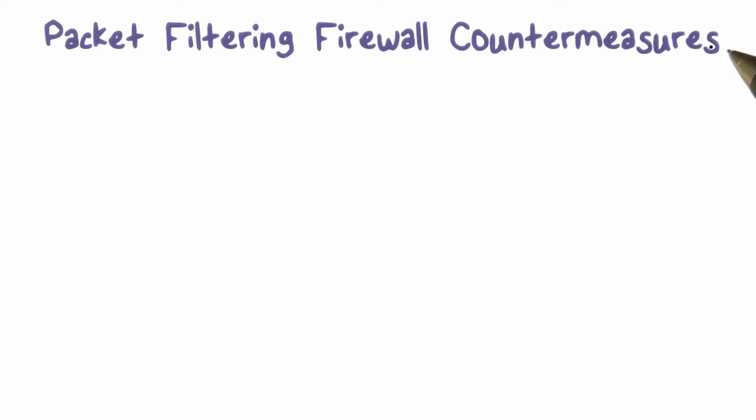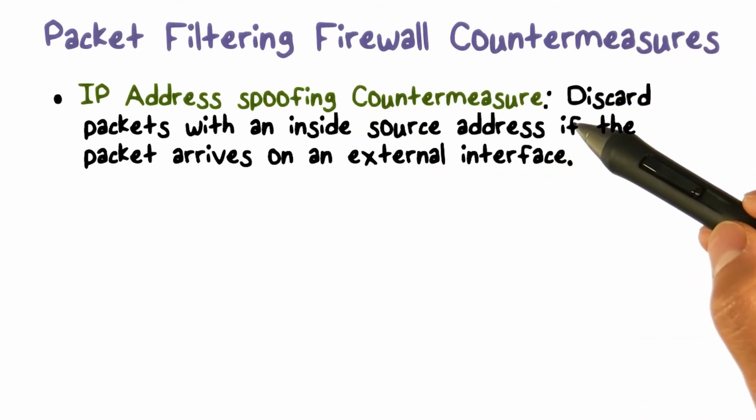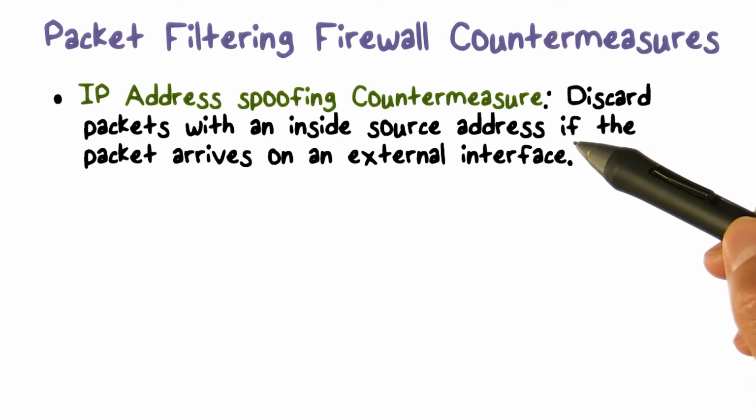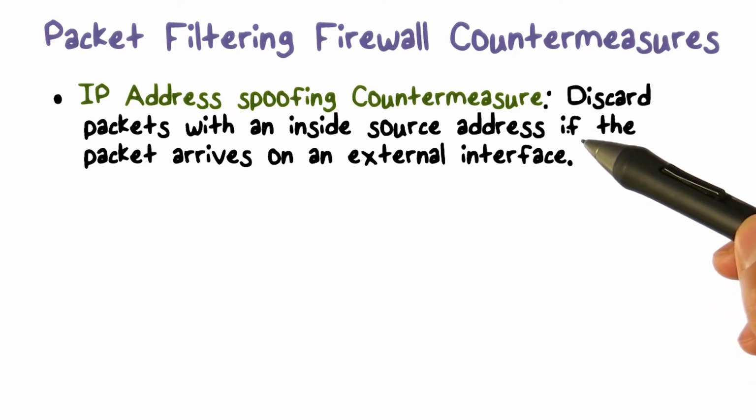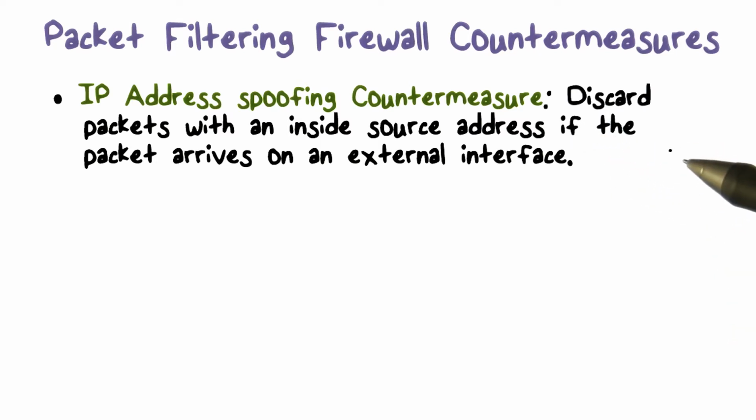Let's discuss some attacks on packet filtering firewalls and the appropriate countermeasures. The first attack is source IP address spoofing. Here, the attacker transmits packets from an outside host, but with a source IP address field containing the address of an internal host. That is, the attacker spoofs the packet's source IP address as if it is from an internal host.